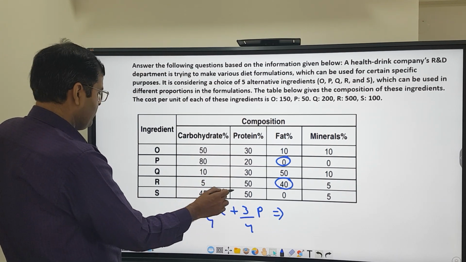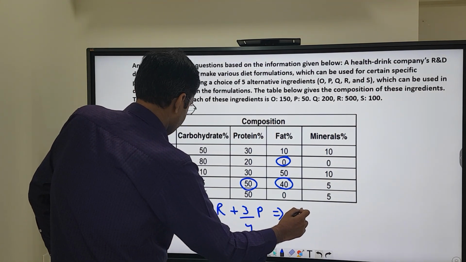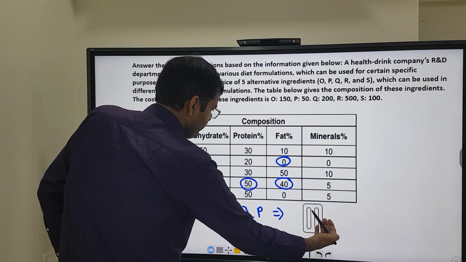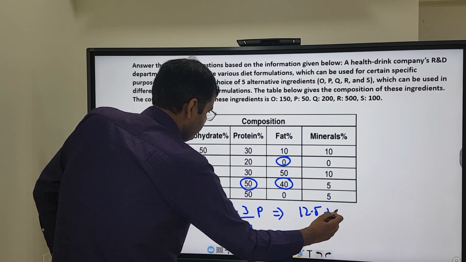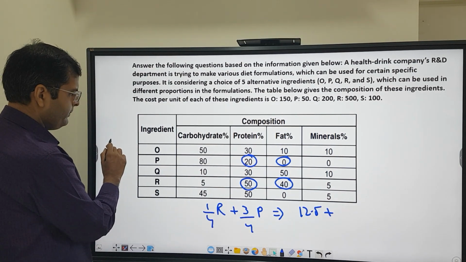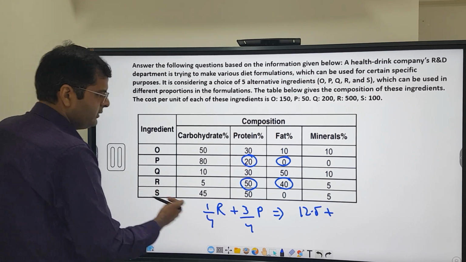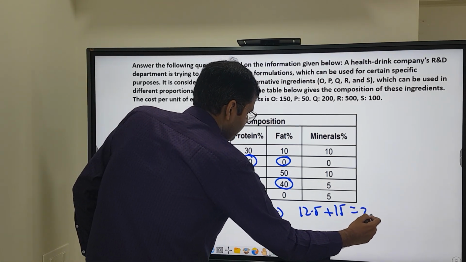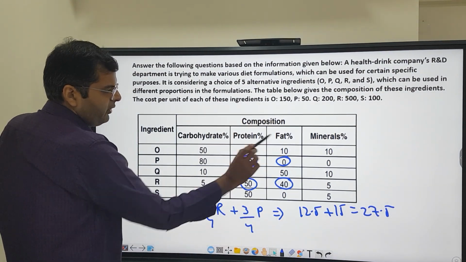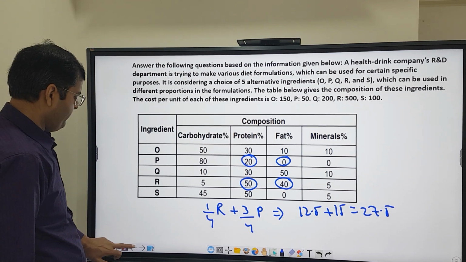Then 1/4 of R, which is 1/4 of 50, is 12.5, plus 3/4 of 20, so 3/4 into 20, that means 15. So 12.5 plus 15, that is 27.5. So if I mix them in this ratio 1/4 and 3/4, for fat to be 10%, protein is coming out to be 27.5% for P and R.